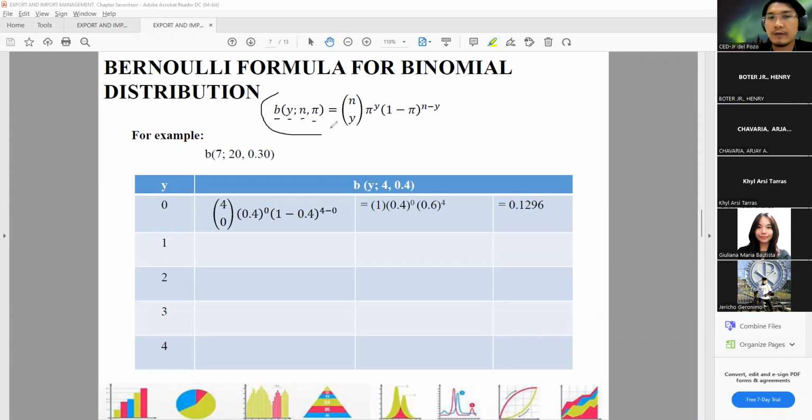So yan yung ating formula. The general formula is nCy, the probability of success raised to y, times 1 minus pi raised to n minus y, or the probability of failure raised to n minus y.